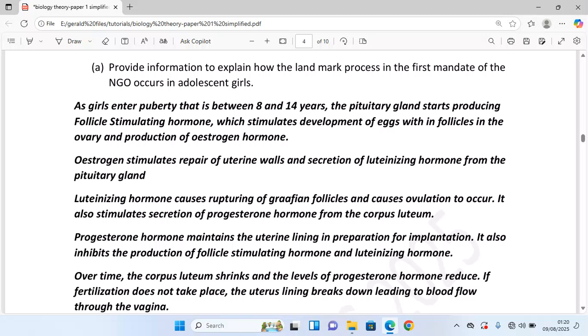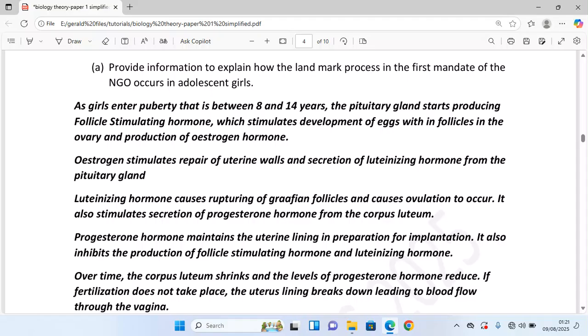And when luteinizing hormone is secreted, it causes rupturing of Graafian follicles and it causes ovulation to occur. Yes, when follicles are fully mature and estrogen is produced, it stimulates the production of luteinizing hormone. And this luteinizing hormone causes the rupturing of those follicles in order to release the egg, that is ovulation. And it also stimulates secretion of progesterone hormone from the corpus luteum. When these follicles open up, they expose the corpus luteum, the inner body of that follicle, and then it produces progesterone hormone.